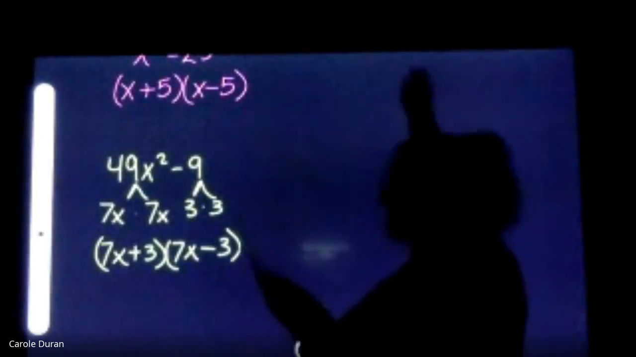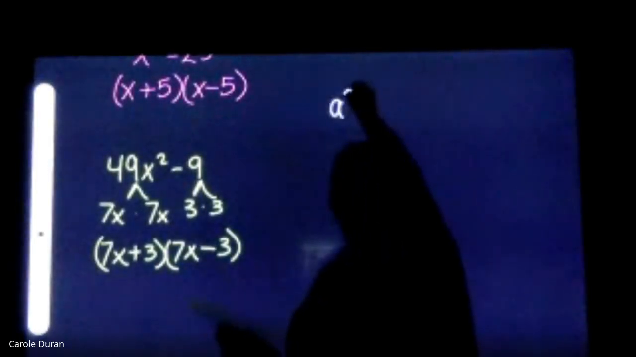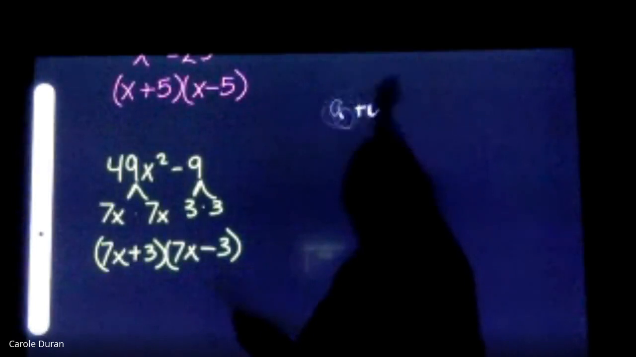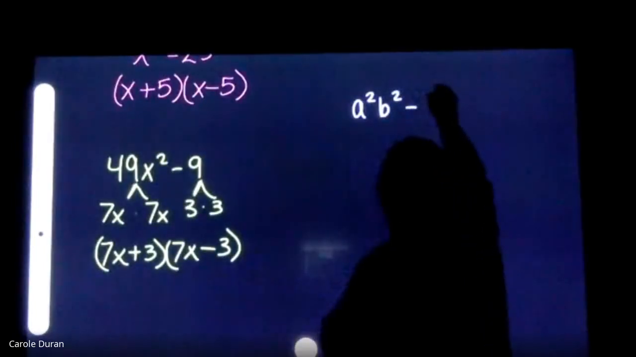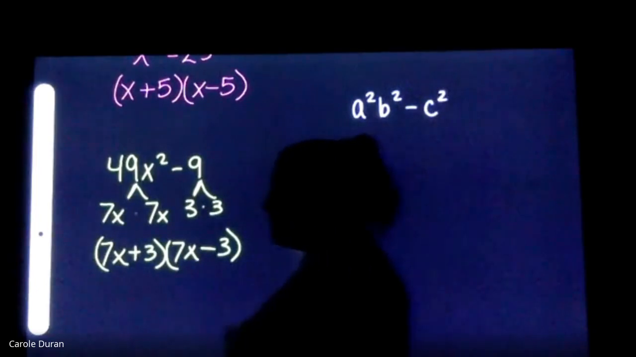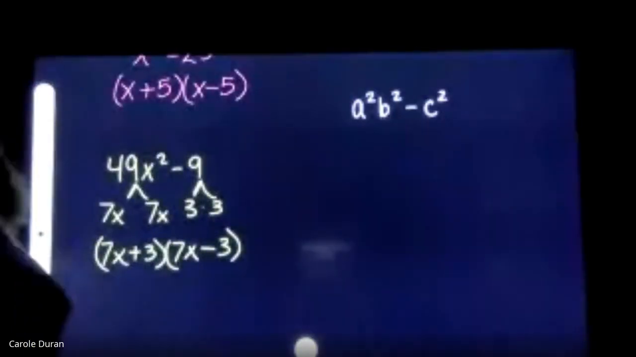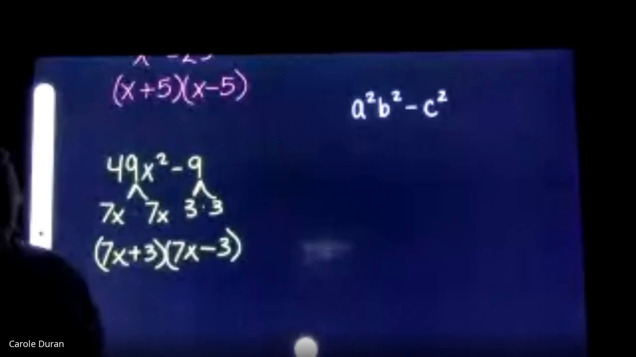We have 2 more examples and I'm going to set you free for the day, or at least for my class. So a squared b squared minus c squared. This one's a little bit different because I don't just have numbers, but it still follows the same rules.